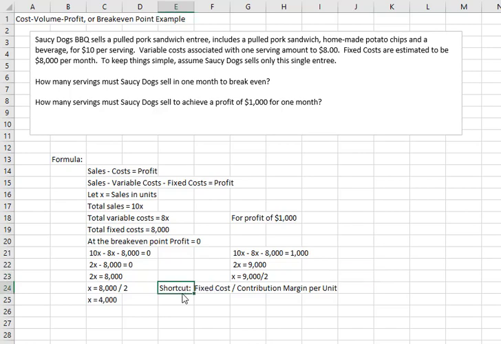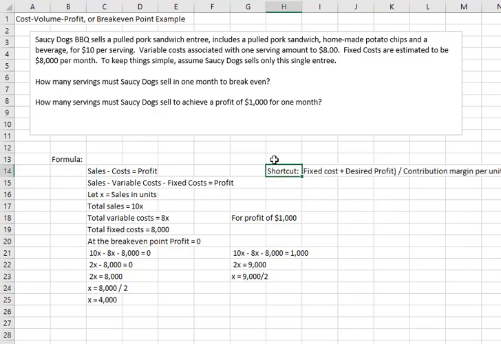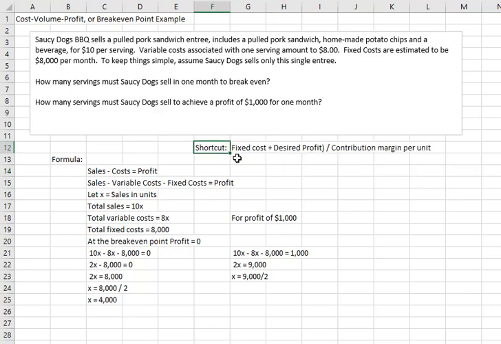I'm going to move this shortcut here and show you a different shortcut. I'll put it up here so you can see it. Move that over a little bit. This shortcut right here is fixed cost plus desired profit. That's the 9,000 divided by contribution margin per unit. Okay. And then we'll just solve that. And we get x equals 4,500 servings. So in order to achieve a profit of $1,000, we need to sell 4,500 servings.